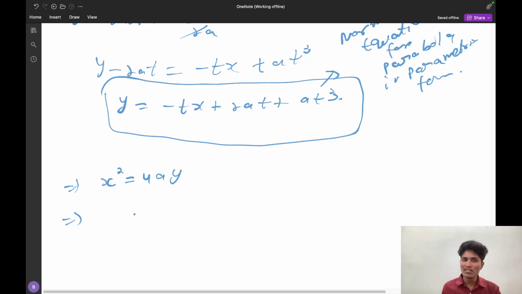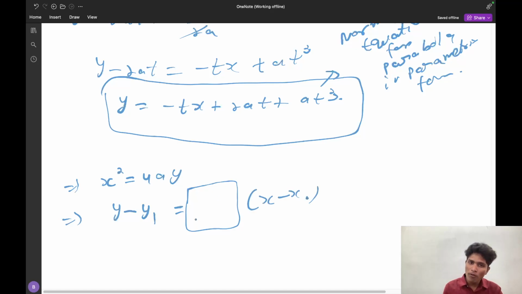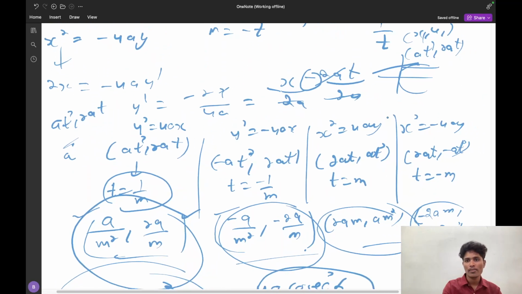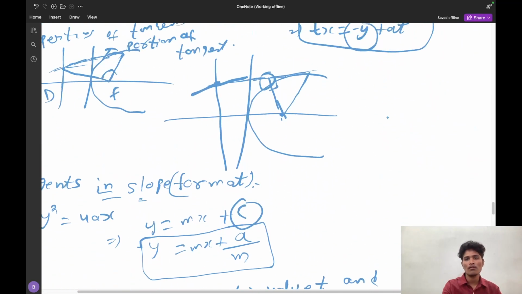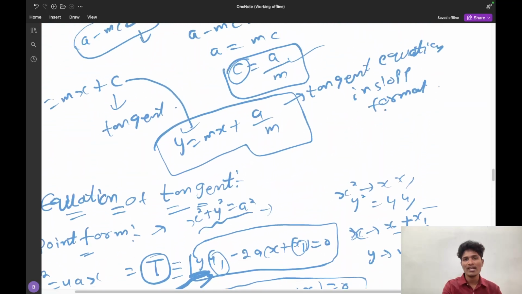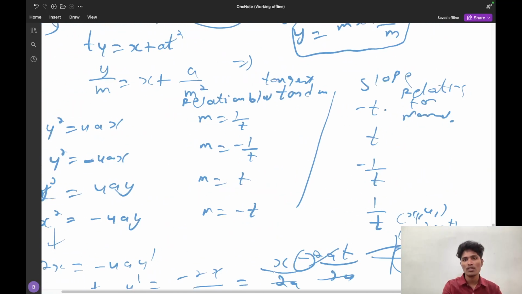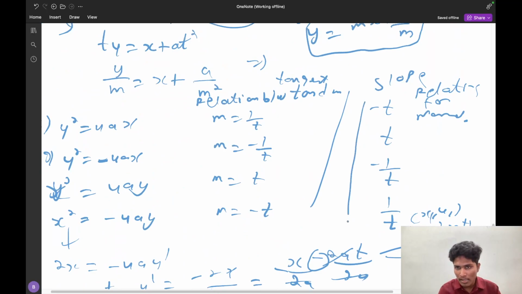The main change will be the slope. y minus y1 is equal to slope into x minus x1 is the equation. How do we define the slope? The slope here is very important, the relation which I already discussed. I discussed the relation in the box where I wrote the tabular form. Sorry, one second. Here, the relations of slopes in the normal form.